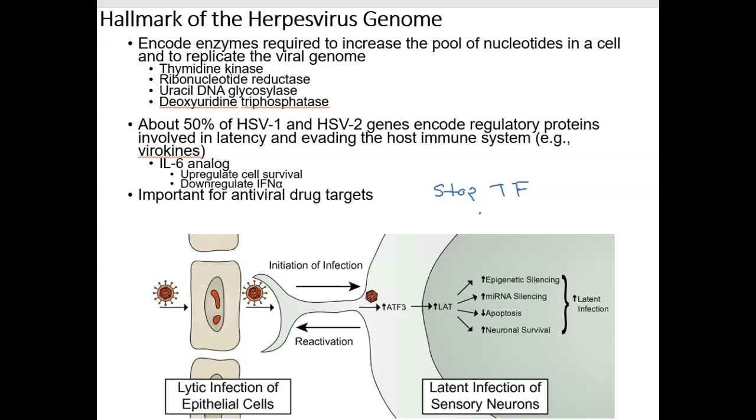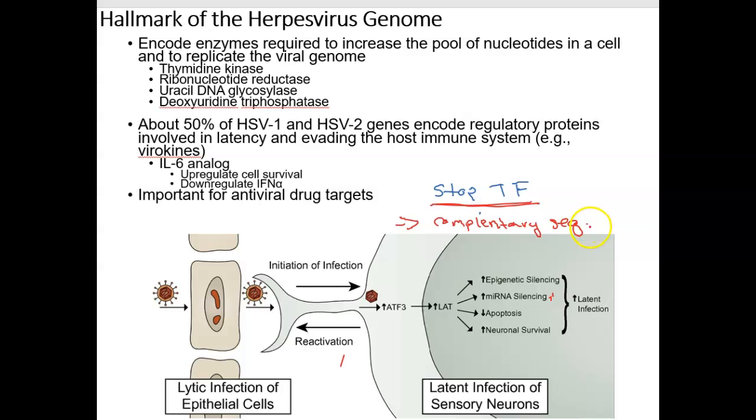So one way it can do that is by stopping transcription. It can bind to transcription factors, or it can have other proteins bind to the genome that prevents transcription. The other mechanism is using complementary sequences. These are microRNAs to silence gene expression.